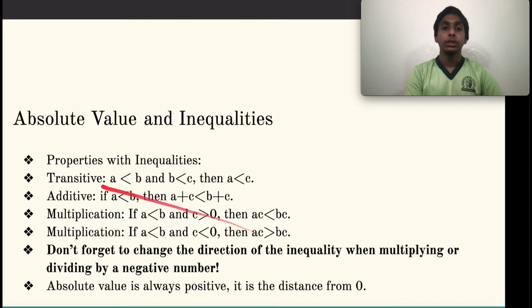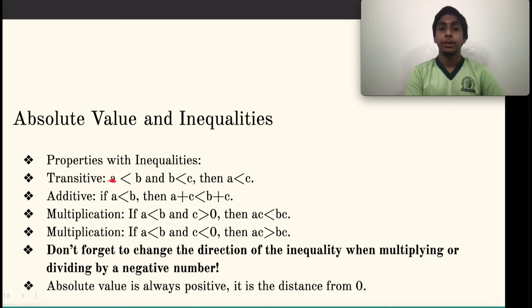Okay, so now let's go on to absolute value and inequalities. This is our last topic for today. So here are some properties you need to know with inequalities. The first one is the transitive property. So if A is less than B and B is less than C, then A is less than C.